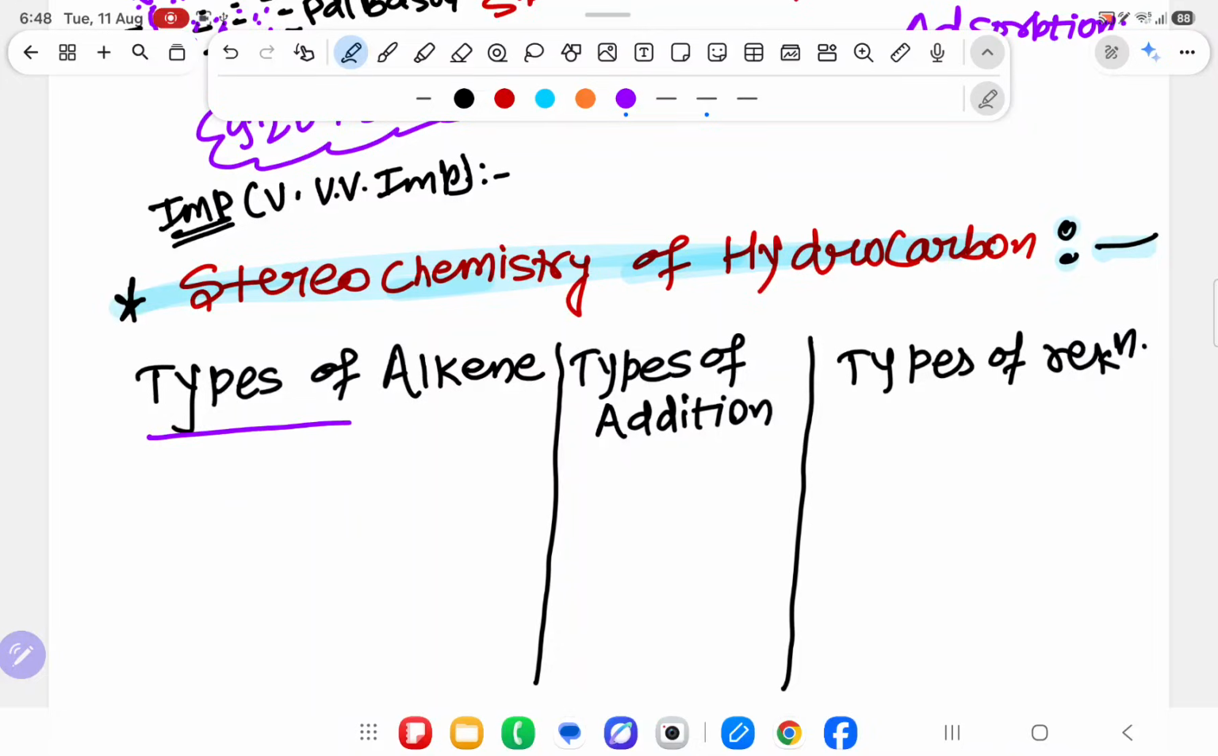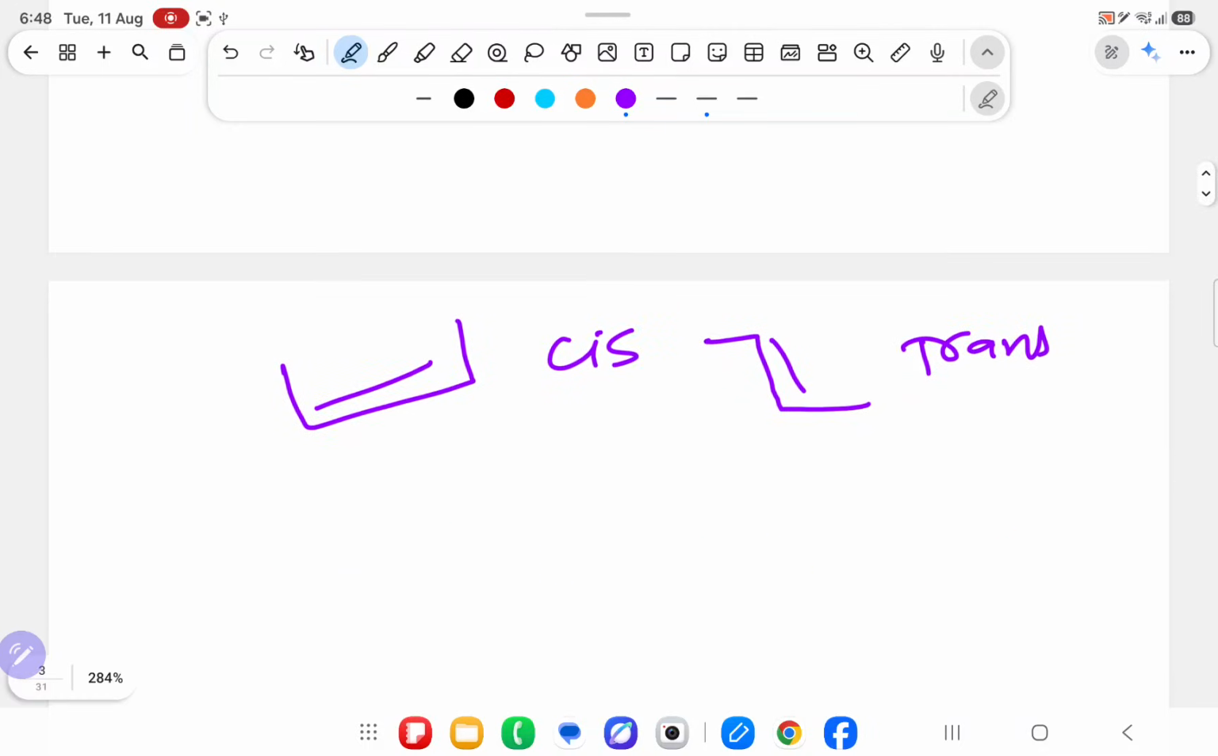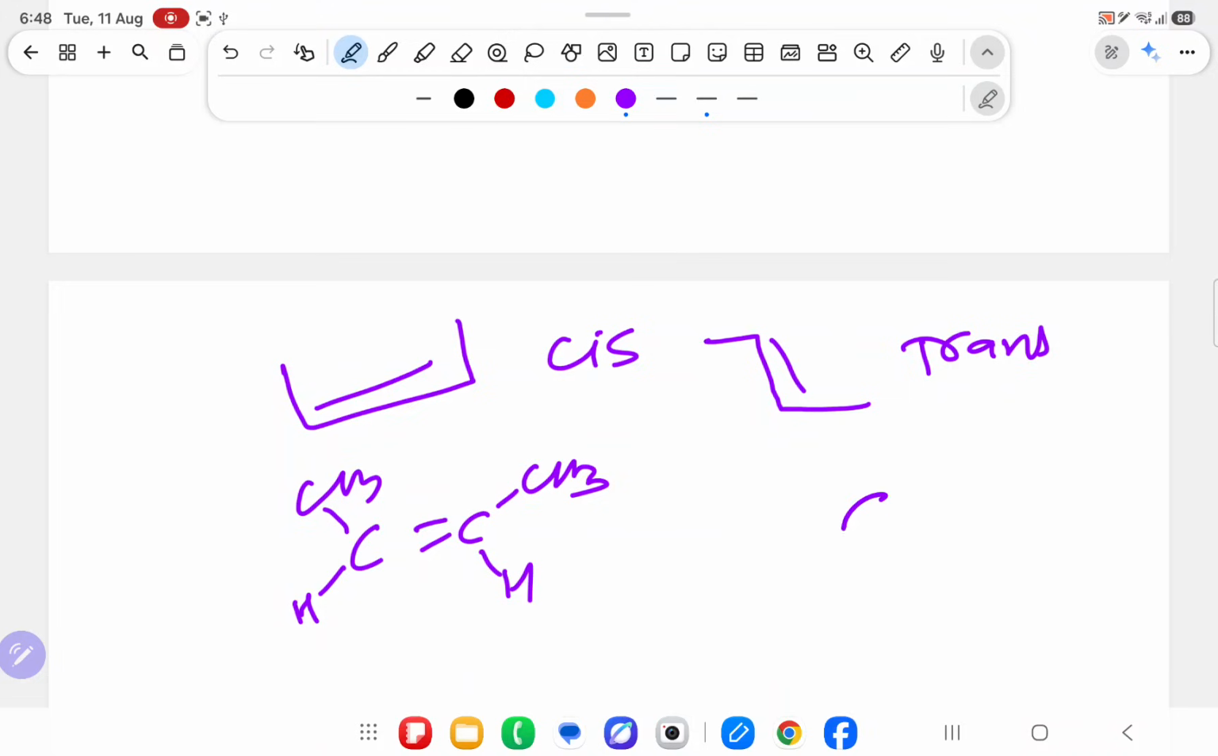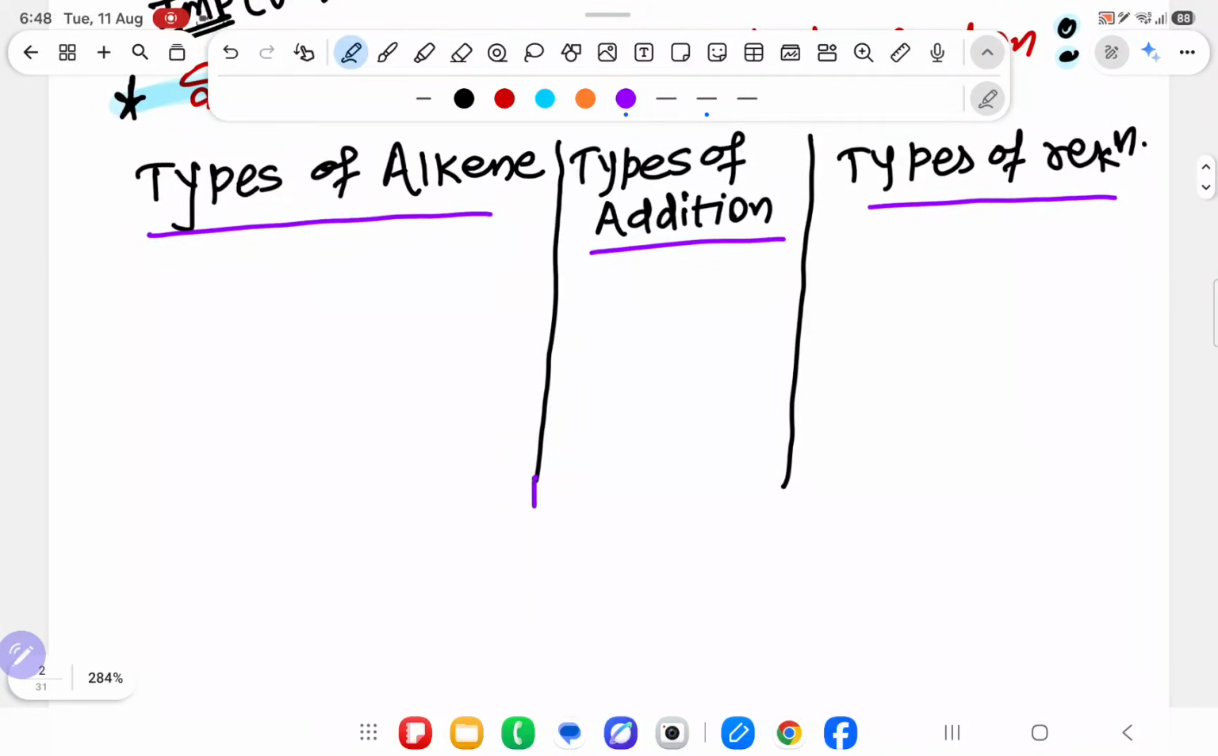Suppose someone says, we know that there are two types of alkene. One is cis and this is trans. Means C double bond C, same side CH3, CH3, H and H. This is known as cis. C double bond C, CH3, CH3, H and H on opposite sides is trans. This is their bond line structure upside. So what I am trying to say in this part, try to understand it very properly.